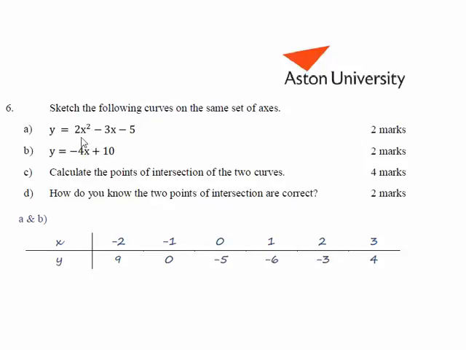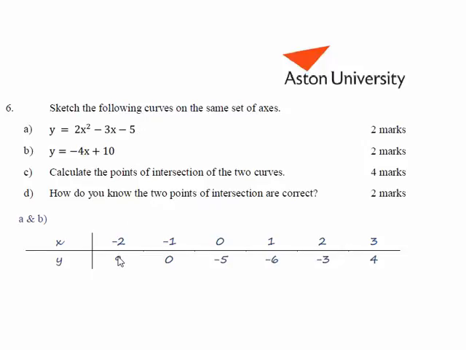When x equals 3, 3 squared is 9. 2 nines are 18. 18 minus 9 is 9. 9 minus 5 is plus 4. X equals minus 1, that's going to be 2. That's going to be 5, so we're going to get a 0. And when x equals minus 2, that's going to be 8. And that's going to be 6, and 8 are 14. Minus 5 is going to be plus 9.